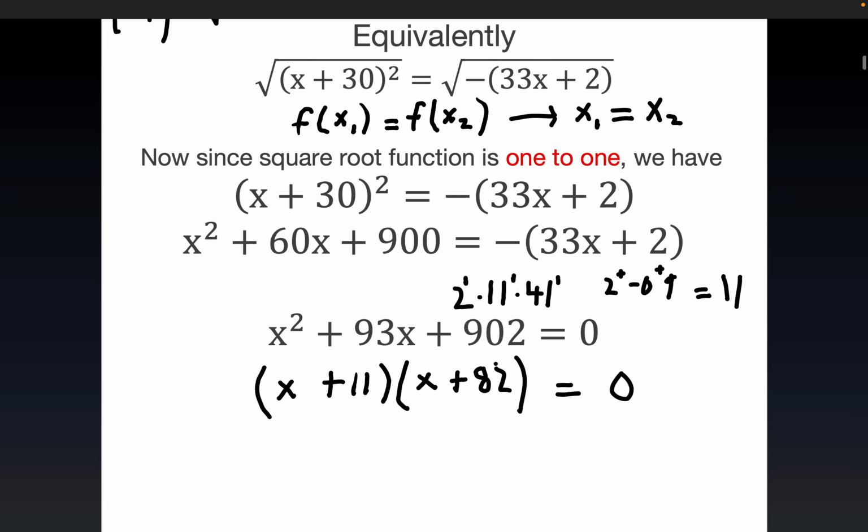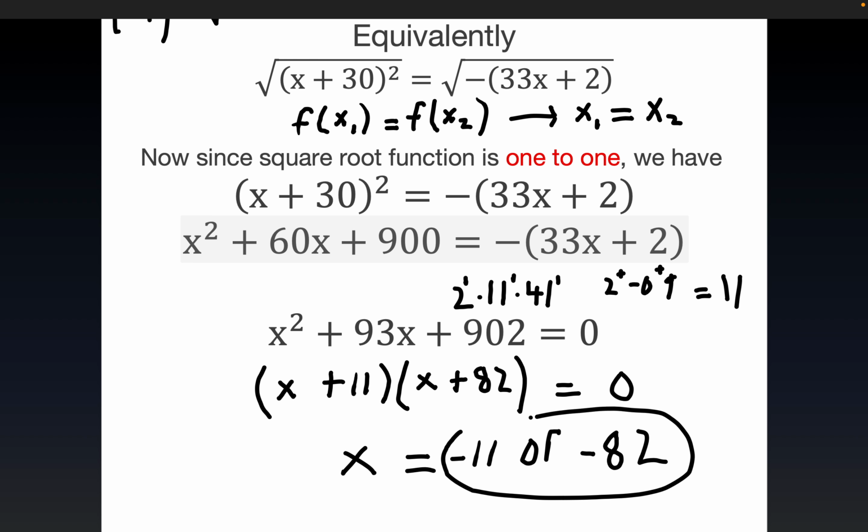So what we get right here quickly is x equals negative 11 or negative 82. And no need to check. Absolutely no need to check. Everything we did was legitimate. We didn't have to square anything. And we got our answer: minus 11 and minus 82 are the 2 integers.